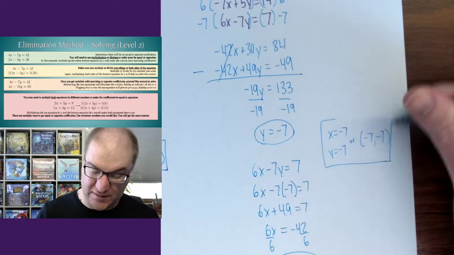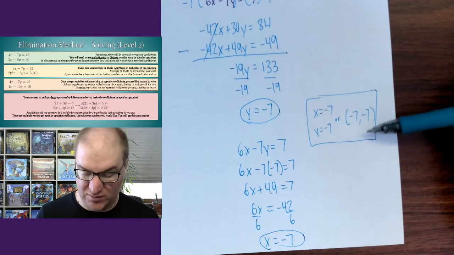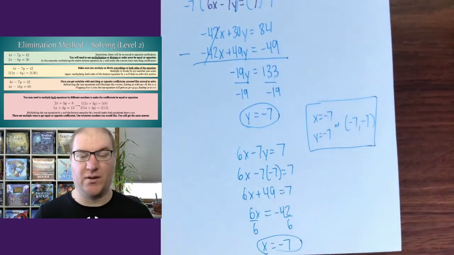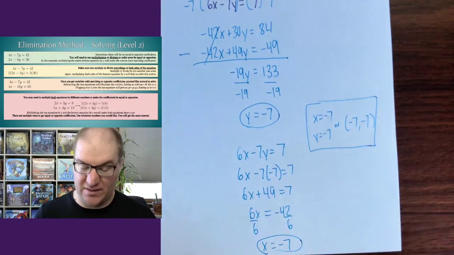And I wrote it like this in both possible manners, either x and y with an equal sign or as a point, negative 7, comma, negative 7.